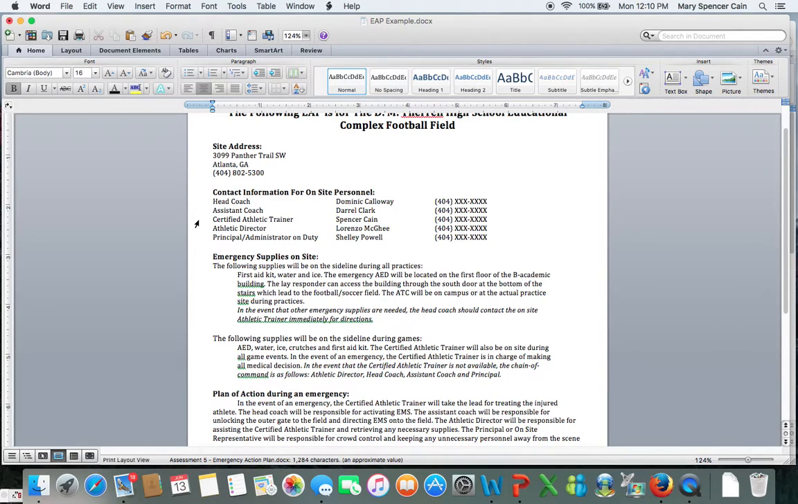You need to know who your certified athletic trainer is. You may have an assistant athletic trainer. You need to include who the athletic director is, and then you also need to include what's called an administrator on duty. For example, at a high school, it's usually the principal, or it might be another faculty member that is the administrator on duty for that event.